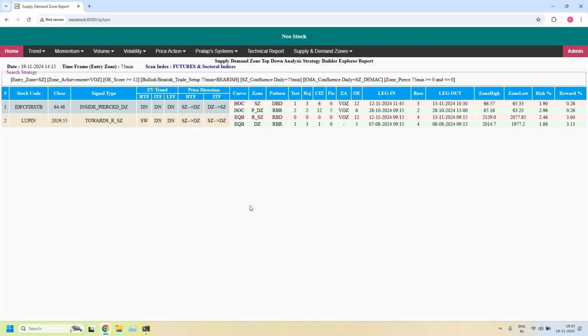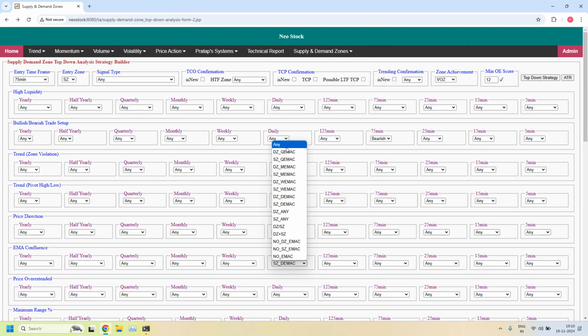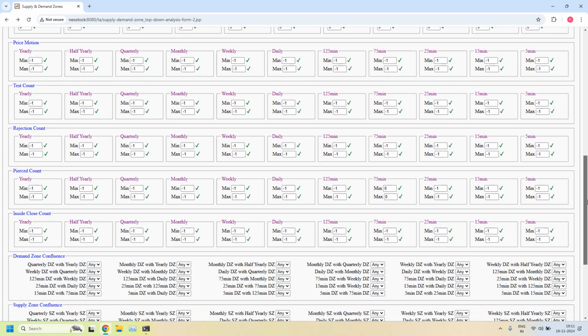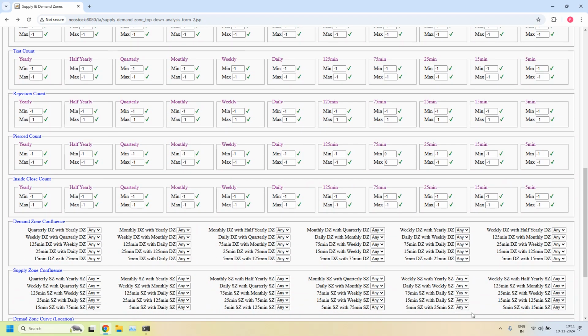Okay, next let us look for LTF, ITF, HTF supply zone confluence. I am removing the EMA filter. LTF, ITF, HTF, that is 75 minutes, daily and weekly supply zone confluence. Already the first filter is enabled, 75 minute supply zone with daily supply zone confluence. Next filter, 75 minute supply zone with weekly supply zone confluence. And the next filter, daily supply zone with weekly supply zone confluence. All the 3 filters are enabled.